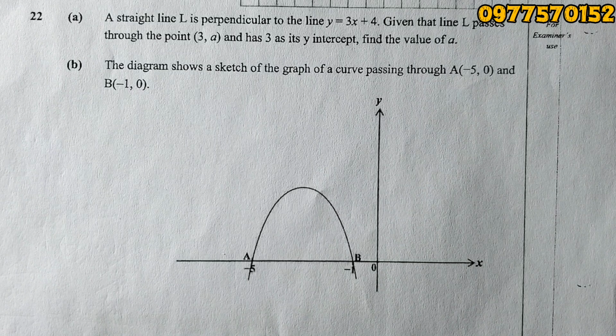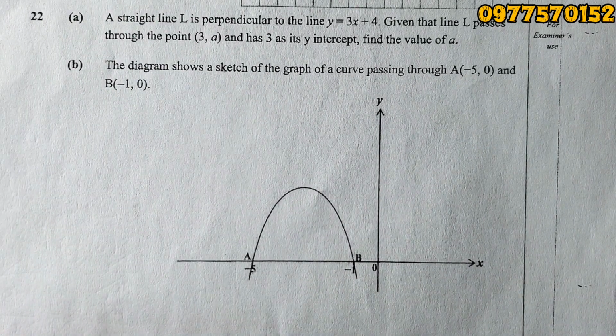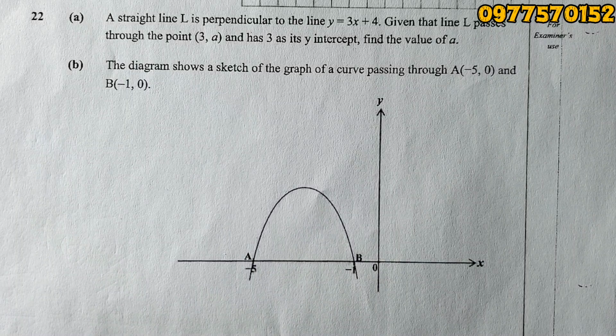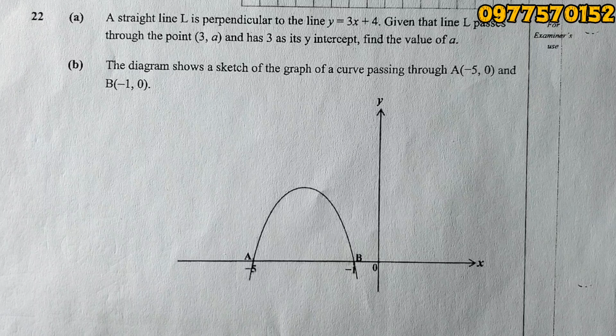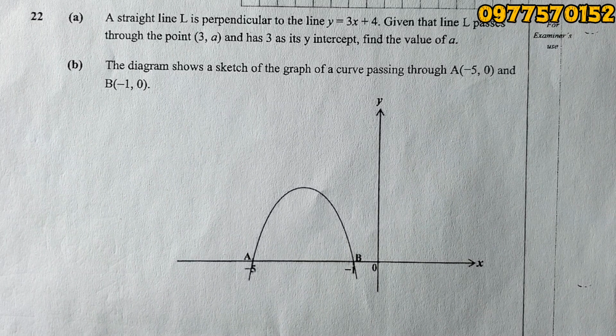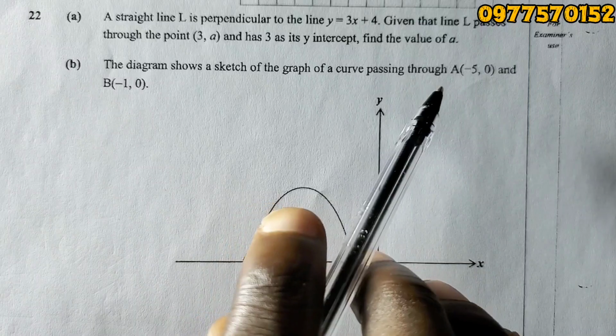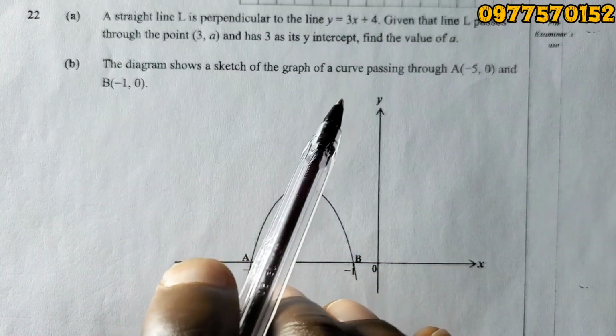Question 22 reads, and we have two parts here, A and B. The first one says a straight line L is perpendicular to the line y equals 3x plus 4. Given that the line L passes through the point (3, A) and has 3 as its y-intercept, find the value of A.